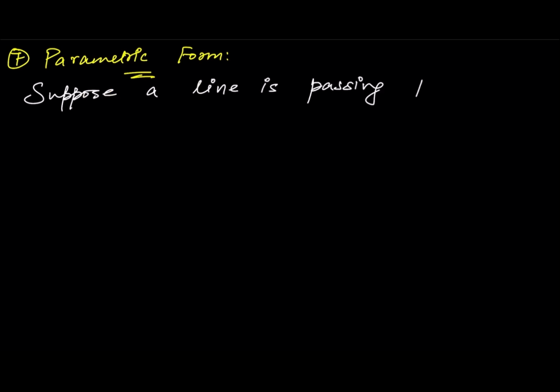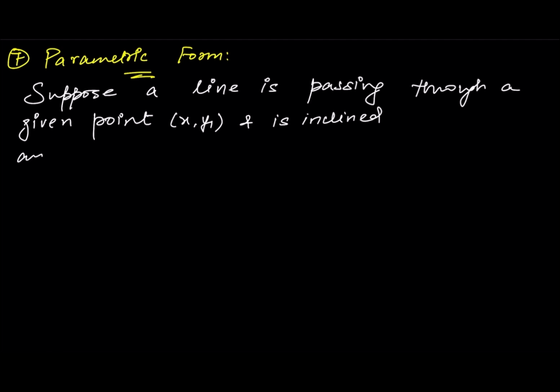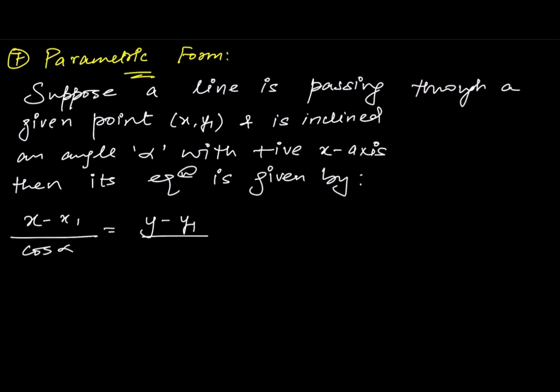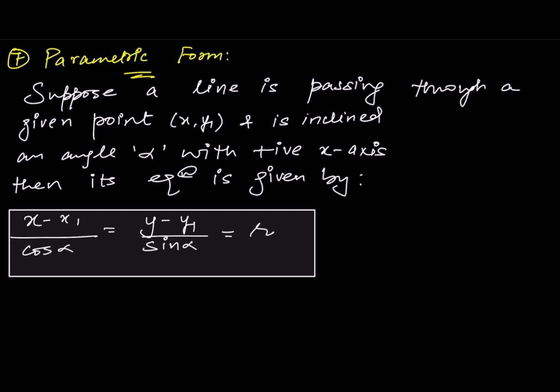Seventh form is parametric form. So in this, first we will write: suppose a line is passing through a given point x1, y1 and is inclined at an angle, say alpha, with the positive x-axis, then its equation is given by (x minus x1) upon cos alpha is equal to (y minus y1) upon sin alpha is equal to r. And in this, r is a parameter.